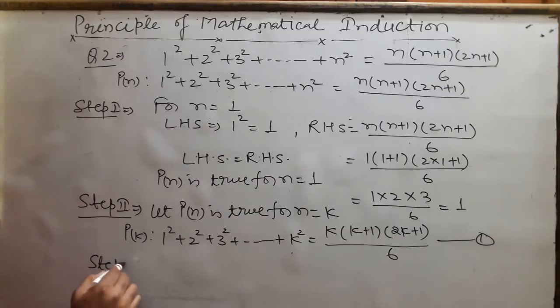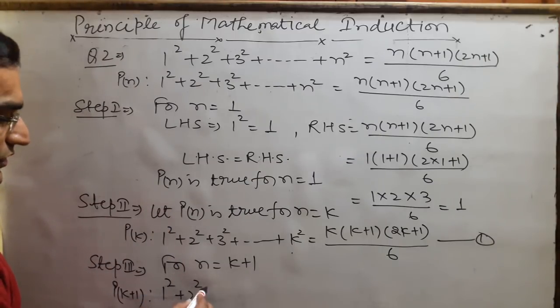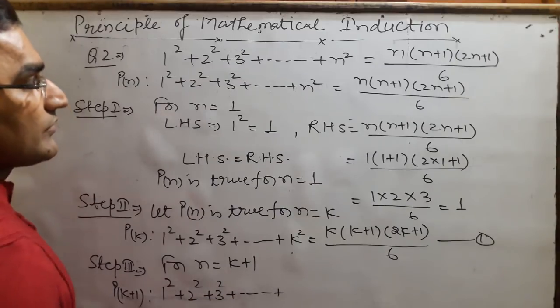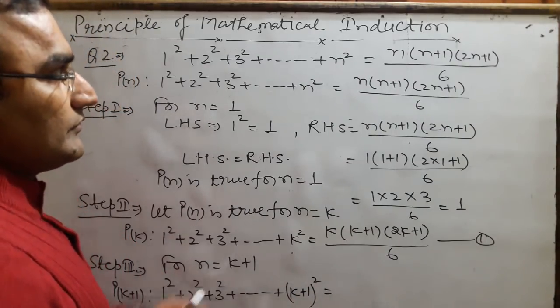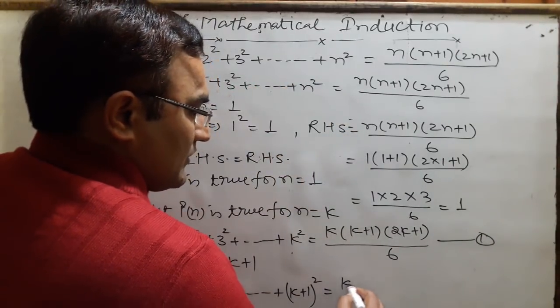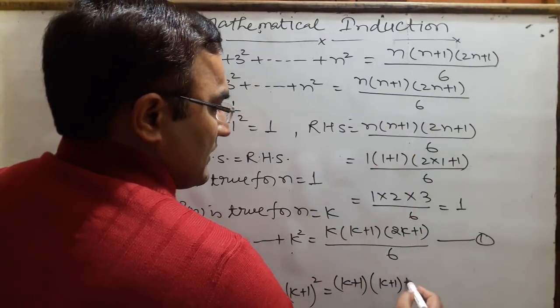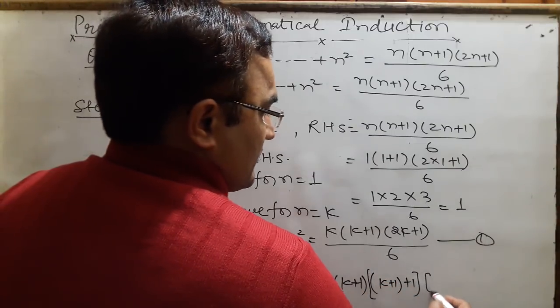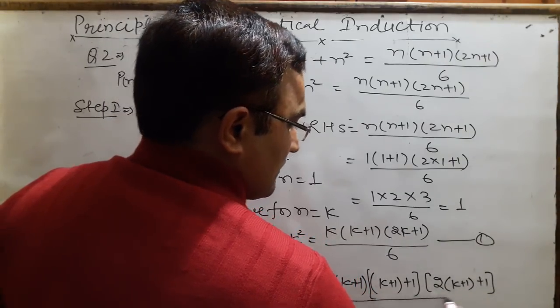Step third, for n is equal to k plus 1. In statement, substitute n is equal to k plus 1. P(k+1) such that 1 square plus 2 square plus 3 square and so on. Value of n is k plus 1. Now (k plus 1) whole square equal to, in right hand side, value of n is k plus 1. K plus 1 in first bracket, in second bracket, k plus 1 plus 1. In next bracket 2, value of n is k plus 1 plus 1 upon 6.